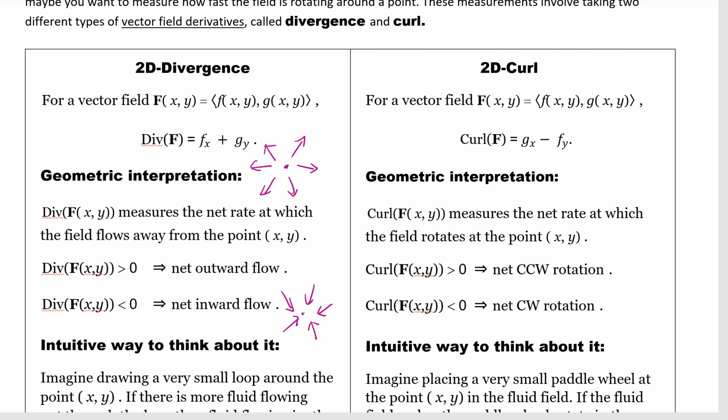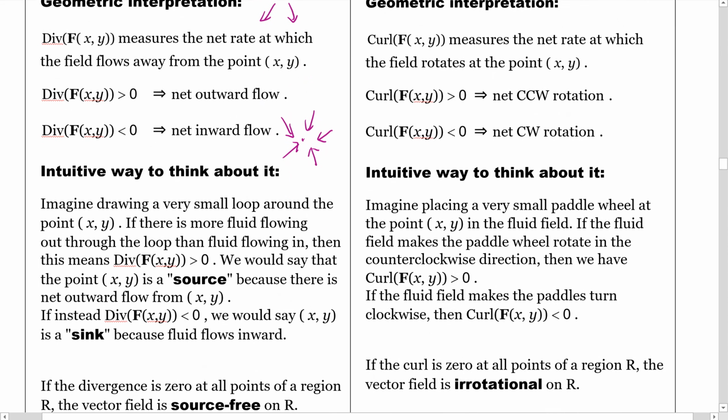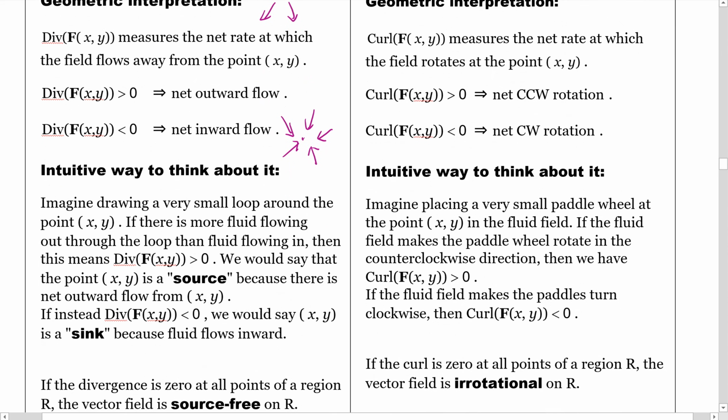Okay. Intuitive way to think about it. So imagine drawing a very small loop around the point. So here we have a point. If we draw a small loop around it, if there is more fluid flowing out through the loop than the fluid flowing in, then it means the divergence is greater than 0. So if it's more fluid flowing out, then we would say this point is a source because there is a net outward flow from the point.